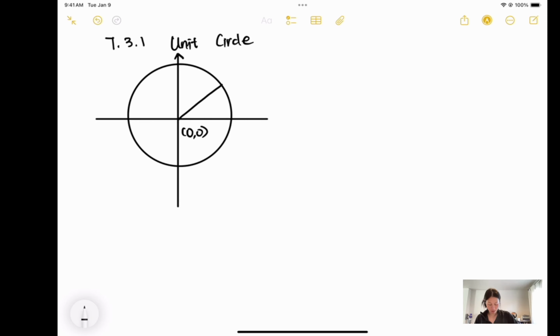And the radius is the segment connecting the center to any endpoint on the circle. That is, the radius is equal to 1. So how do we define sine and cosine on a unit circle?